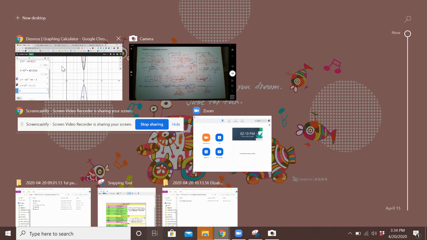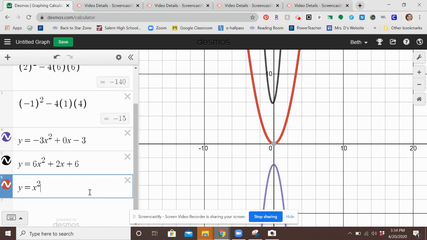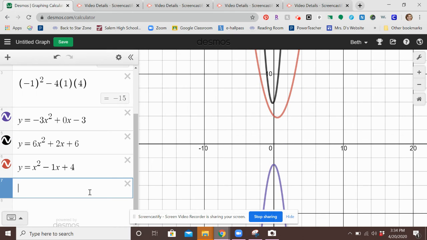Finally, let's check out number 3. y equals x squared minus 1x plus 4. And we have the same thing happening again. The parabola never touches the x-axis.